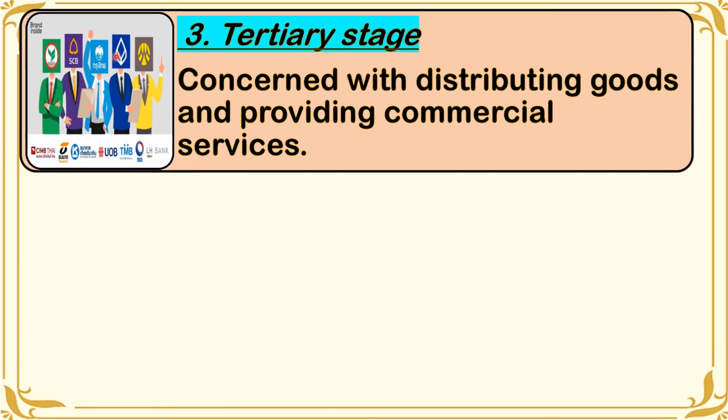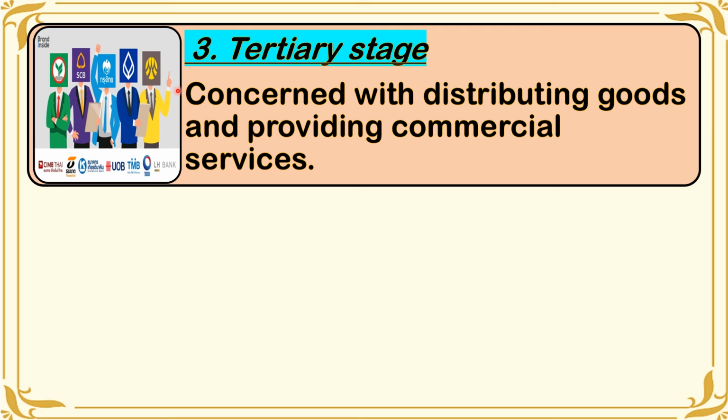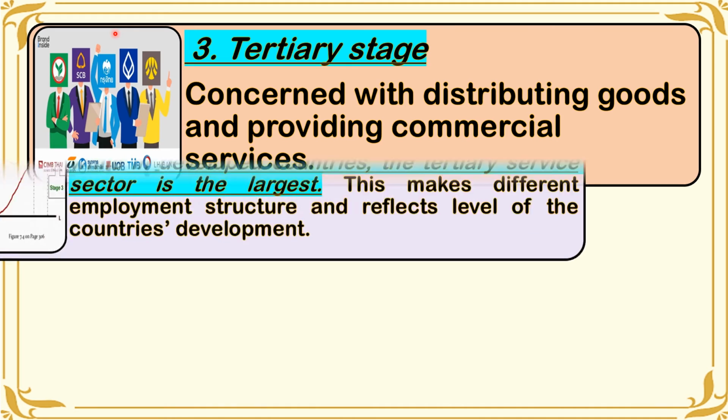For number three, we have the tertiary stage, concerned with distributing goods and providing commercial services. Like the people in here, you can see they are working in different banks. So they are providing commercial or customer services to people, giving different kinds of services.